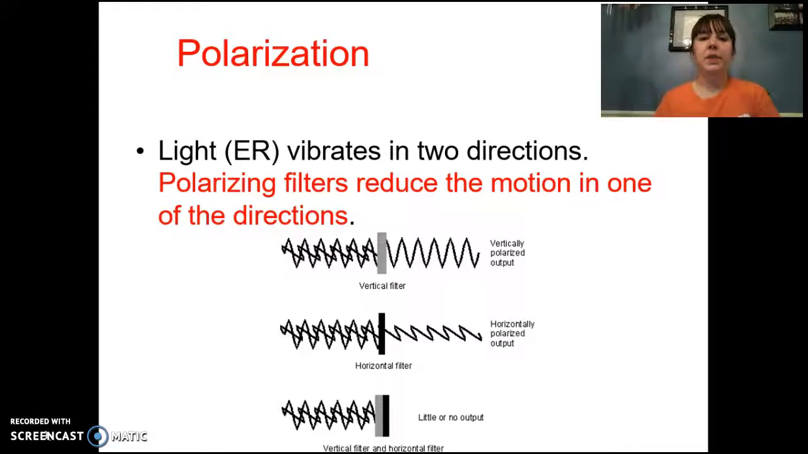So there's a picture down there of a filter that's filtering out the horizontal radiation, or the horizontal wave. Then there's one that's filtering out the vertical wave. And then there's one, of course, if you turn them both on, you don't get anything.